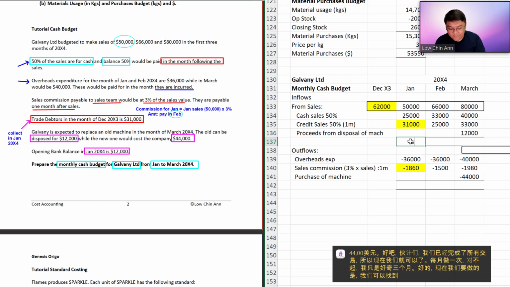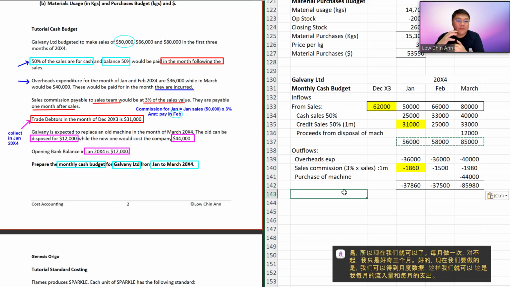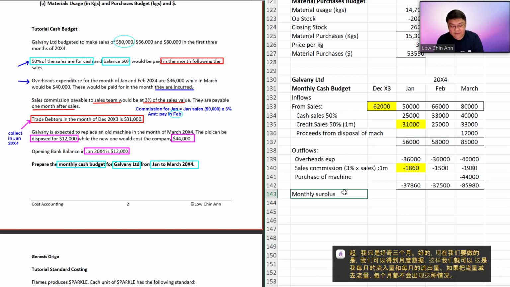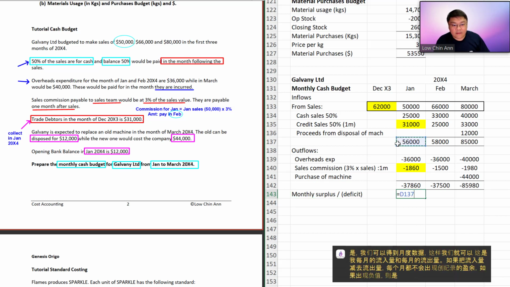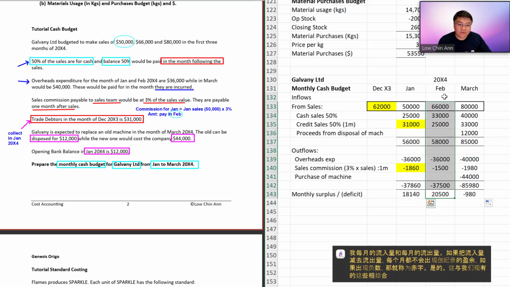So this is my monthly inflow and my monthly outflow. Now every month when you take your inflow minus the outflow, you're gonna have what we call a surplus, or if negative, then it's called a deficit. So take this, combine with this. Now we have a surplus of 18,000, 20,000, and March we do have a deficit, but still okay.